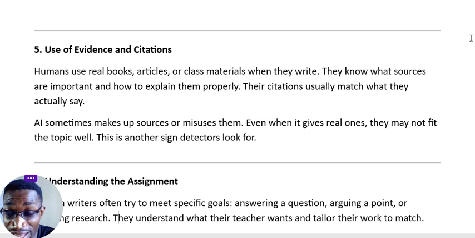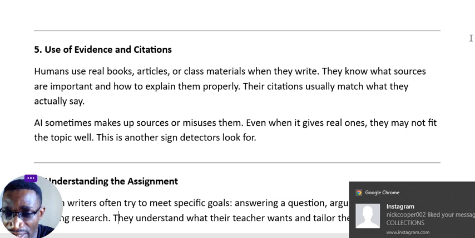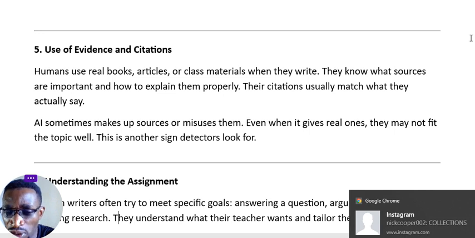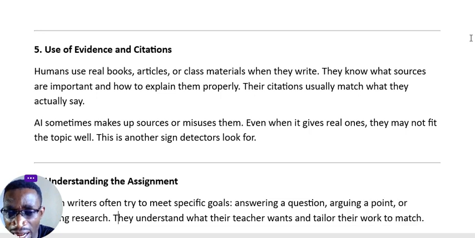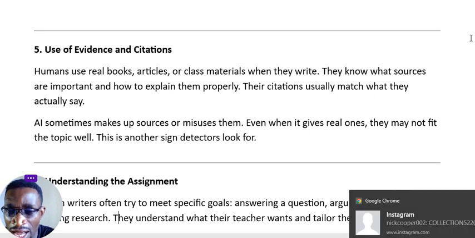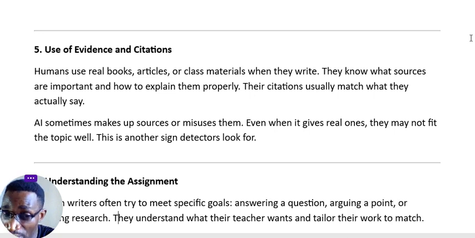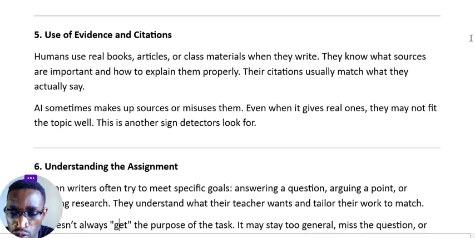If you use ChatGPT to write, you need to be very careful, especially if you have not bought into a prompt engineering automation for writing. You need to be very careful because most of those cited works, most of those in-text citations and references are not correct. Even the in-text usage is not correct. Even when it gives real ones, they may not fit the topic well. This is another giveaway. This is another sign AI detectors look out for. So you need to be very careful.